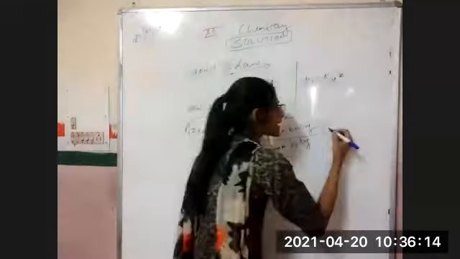So I would say dependent only on the number of solute particles, not on the nature. I hope I'm clear. Colligative property just depends upon the number of particles, not on the nature. What does it mean, not on the nature?